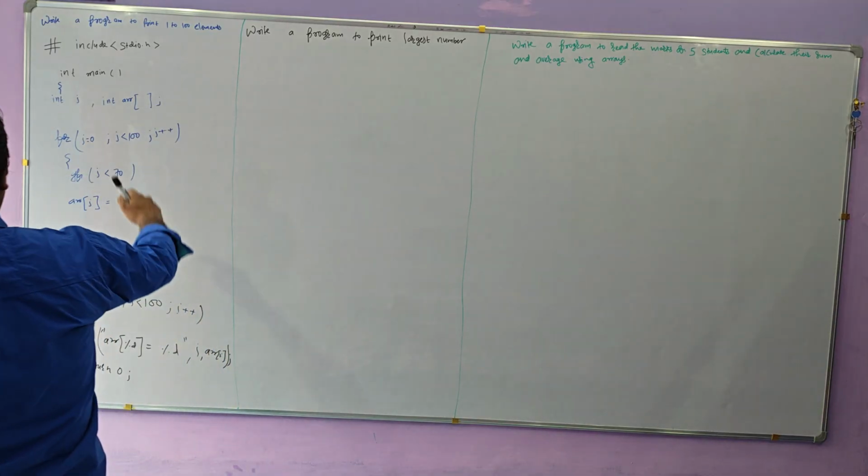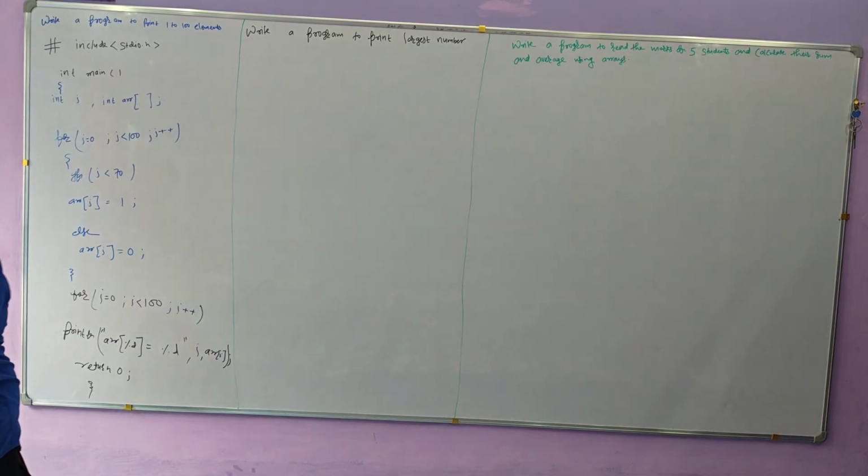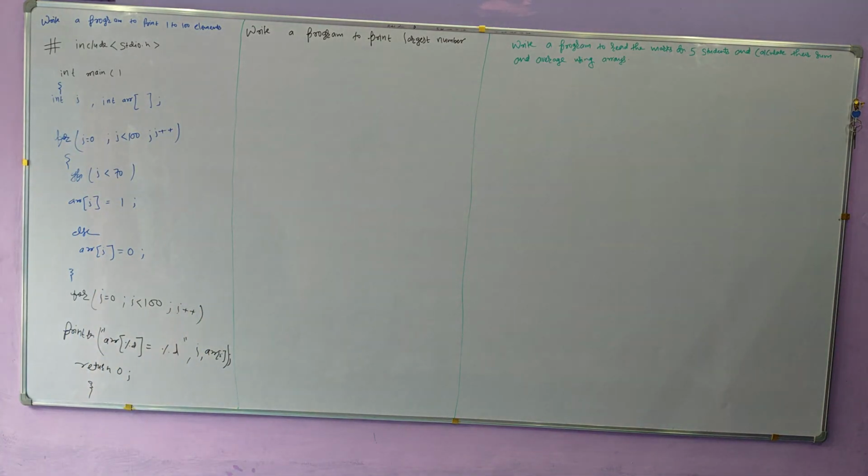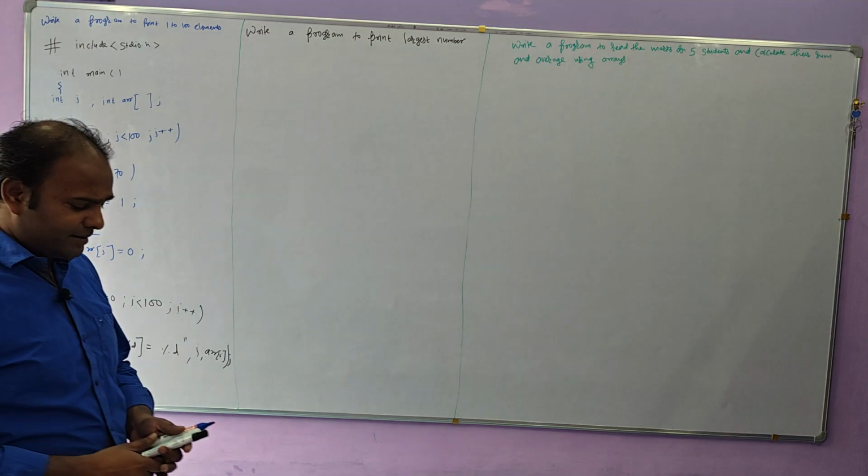And this is the way to print 1 to 100 elements using an array. We have just taken the elements to print 100 elements. So now we want to run it and see how it works.